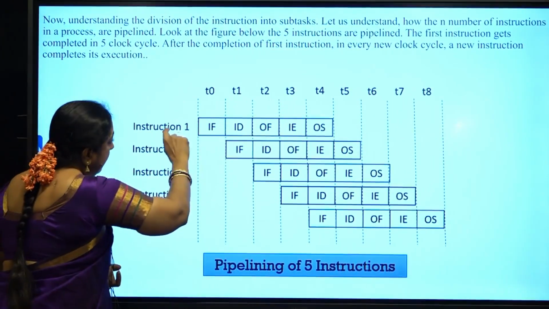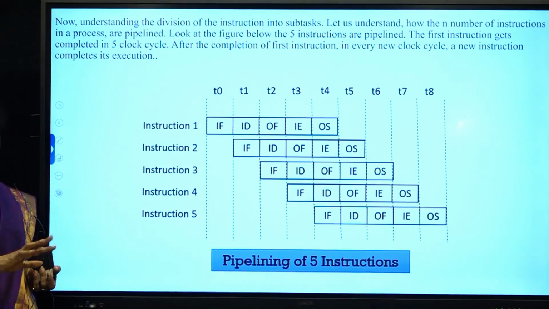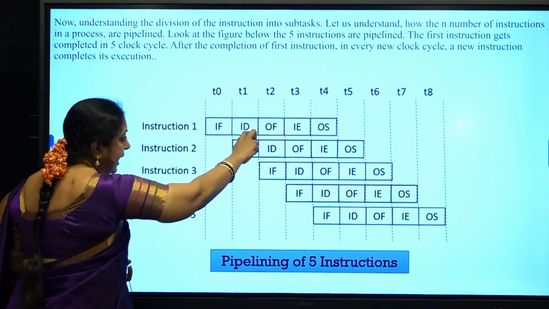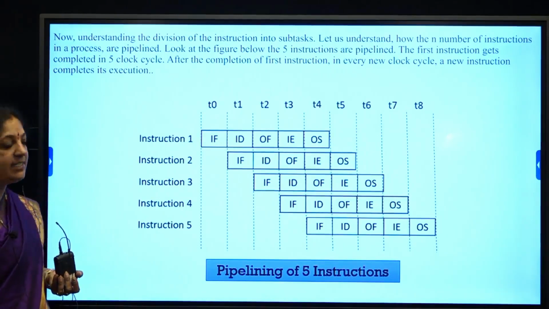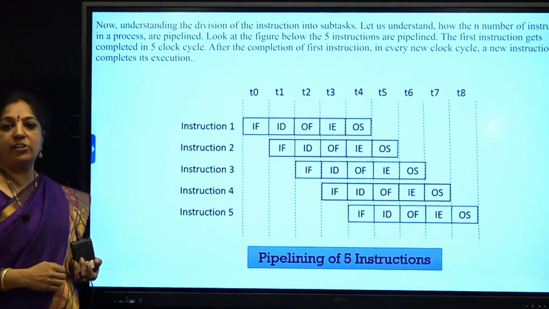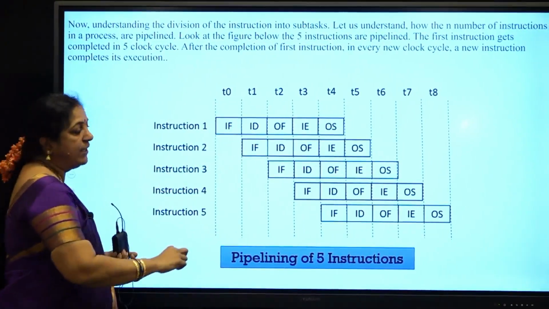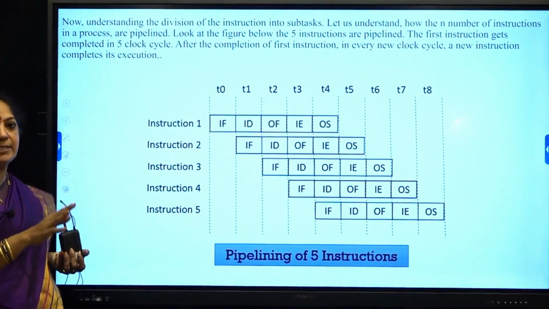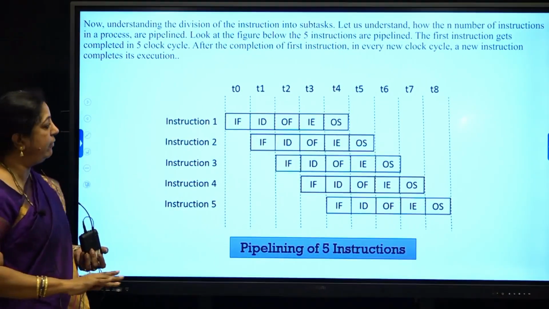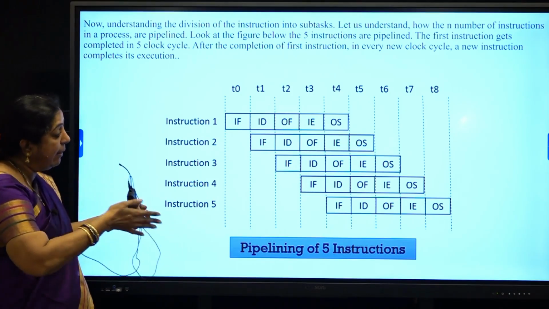In the second clock pulse, the already fetched first instruction is decoded, and in parallel the second instruction is fetched. In the third clock pulse, the fetched instruction can be decoded, the already decoded instruction can have its operands fetched, and the third instruction can be fetched. Can all 5 instructions be fetched together? No, only one at a time can be fetched. So in the first clock pulse only one subtask is done, in the second 2 are done, in the third 3 subtasks can be performed in parallel as they are independent, in the fourth clock pulse 4 different events can be performed, and in the fifth clock pulse 5 different events related to 5 different instructions are executed. So this is done in parallel.